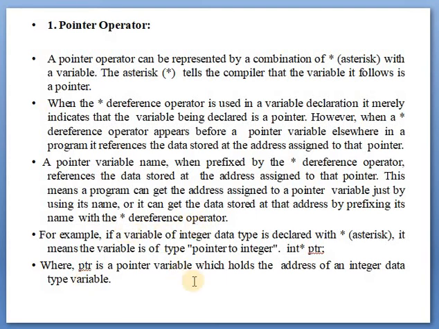For example, if a variable of integer data type is declared with an asterisk, it means the variable is of type pointer to integer, that is int *ptr. Means this ptr is a pointer type variable and it stores the address of an integer variable, where ptr is a pointer variable which holds the address of an integer data type.